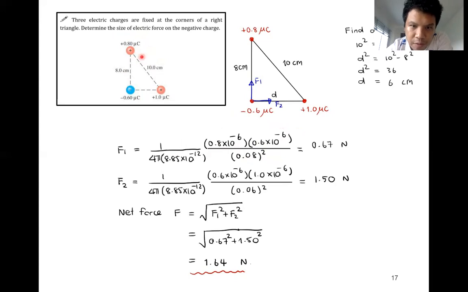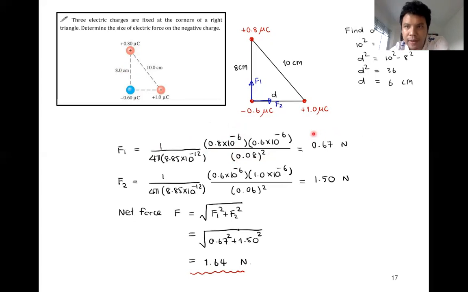You need to be careful about the unit. Here we say microcoulomb, and micro is 10 to the minus 6, so we put the 10 to the minus 6 every time. For the centimeter, 8 centimeter, it is 8 times by 0.01. So you have 0.08 for this, and then you can calculate F1.